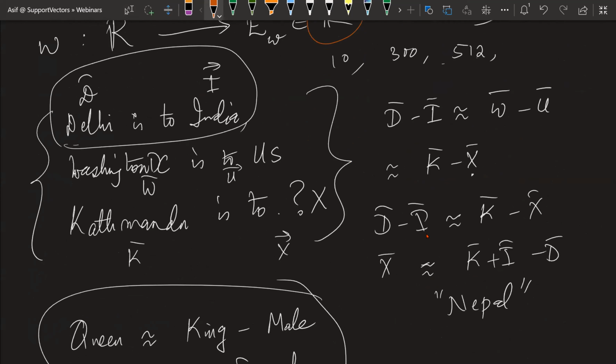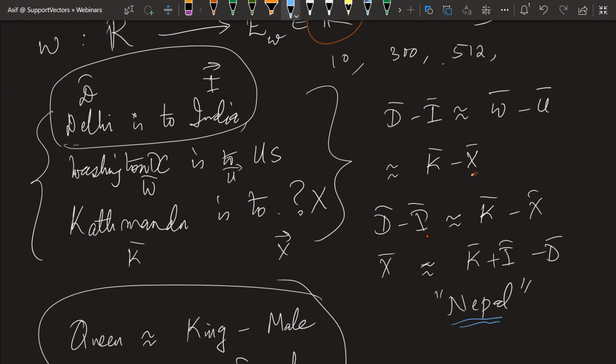And it turns out that you can write it as equations. You can observe that Delhi minus India is approximately the same as Washington minus USA. And therefore from that you infer it should be Kathmandu minus whatever else, that X that you're trying to find. And if you solve for X, what this will show is that the word Nepal is very close to that X vector. And so you can infer that Kathmandu is the capital of Nepal.